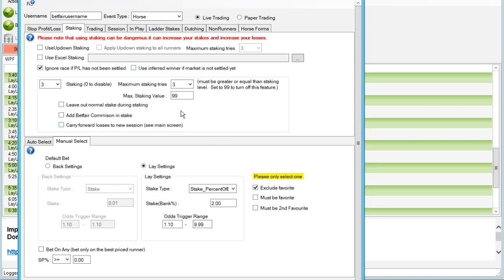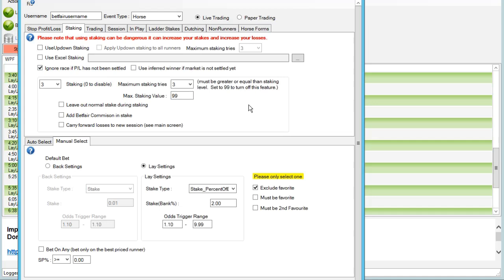Okay, to the staking. Now with a bot, obviously we have a couple of problems when it comes to staking. One is bets not being settled or being settled late, and if we have another runner come up before that is settled, then we could be staking more than we need to. So I always put ignore base if PL has not been settled. It may cause, on the very odd occasion, that we miss out on a match or a runner that we could have got matched on and won on.